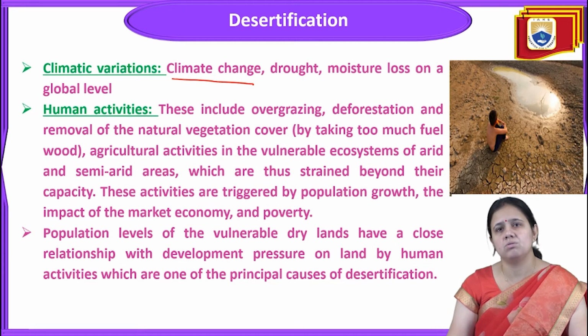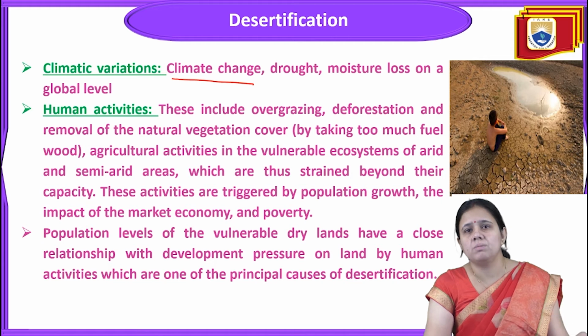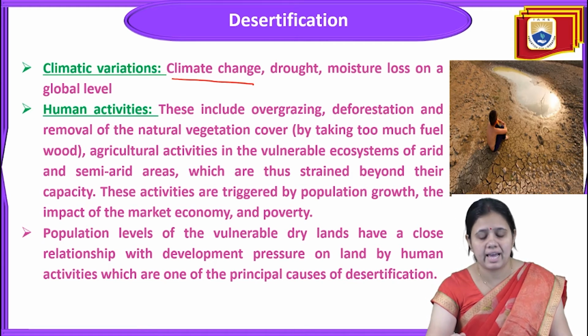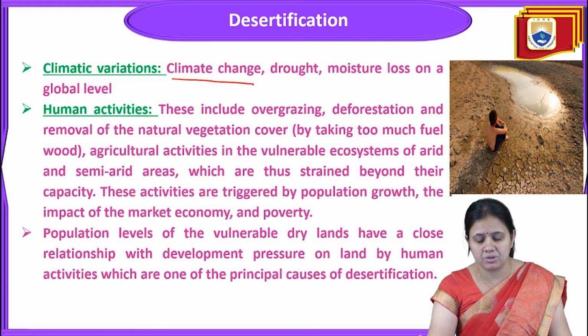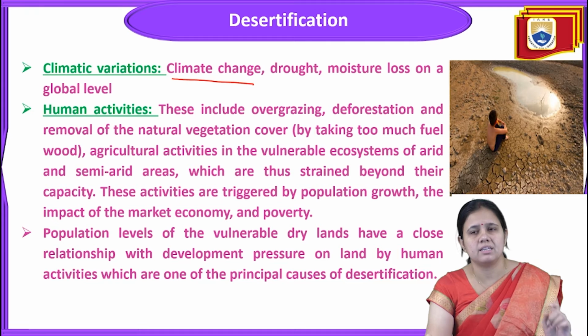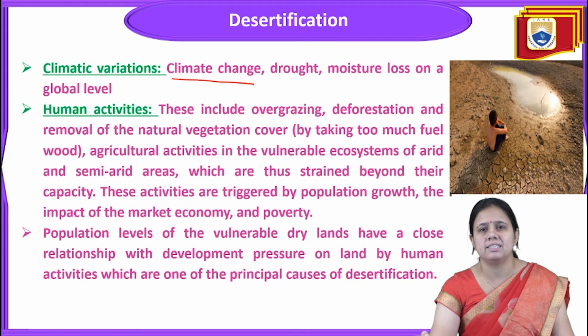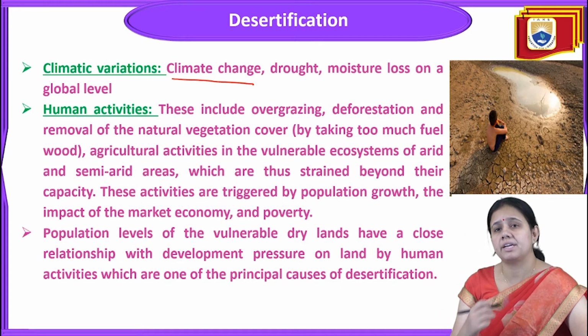Also human activities, like overgrazing, deforestation, and removal of the natural vegetation cover by taking too much fuel load, and sometimes agricultural activity in the vulnerable ecosystem of arid and semi-arid areas, which are thus strained beyond their capacity. These activities are triggered by population growth and the impact of market economy and poverty. So these are the human activities that have been causing desertification, the human activities which trigger it.